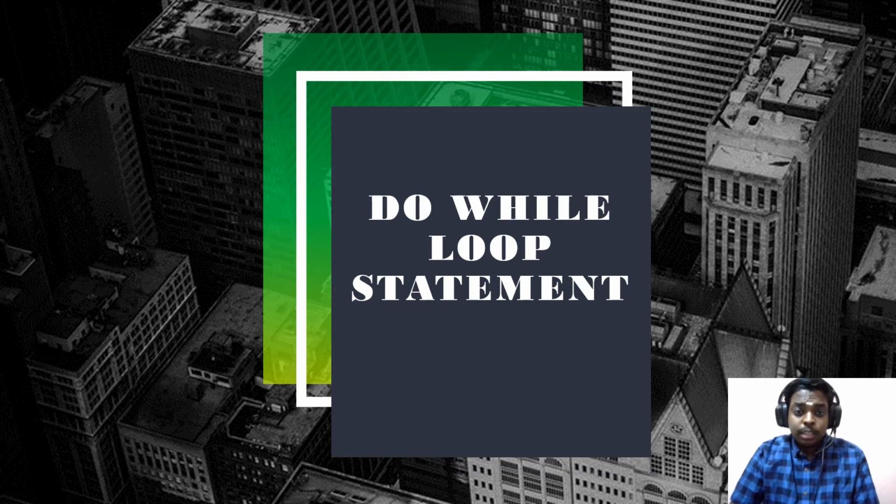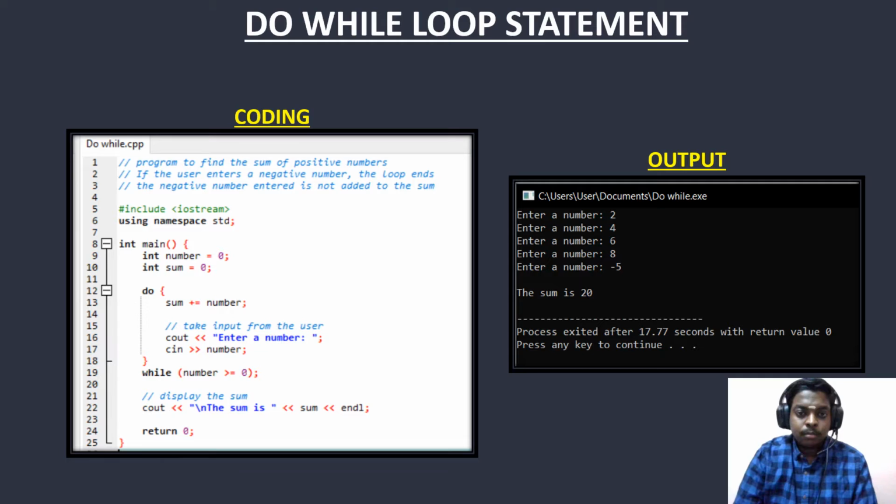Next, we go to the do while loop statement. Here is the coding which I do for the do while loop statement. Program to find the sum of positive numbers. If the user enters a negative number, the loop ends. The negative number entered is not added to the sum.